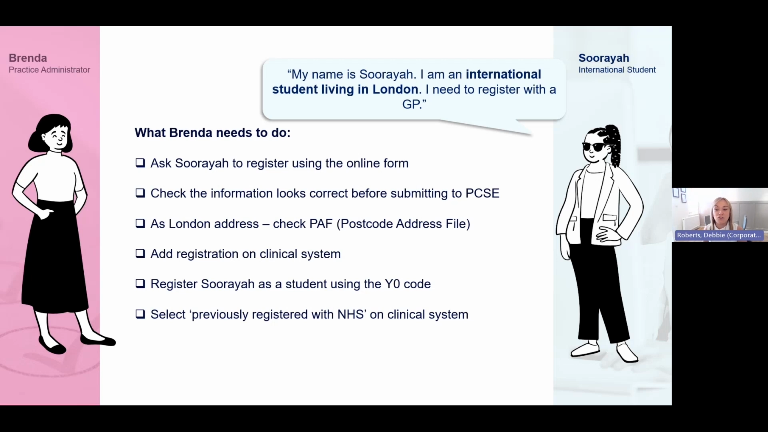However, as Soraya is a student, Brenda will need to register using the code Y0. And as she's already been registered with a GP in England, she'll need to select the registration type that says previously registered with NHS. However, that wording may differ slightly depending on which clinical systems you're using at the practice.